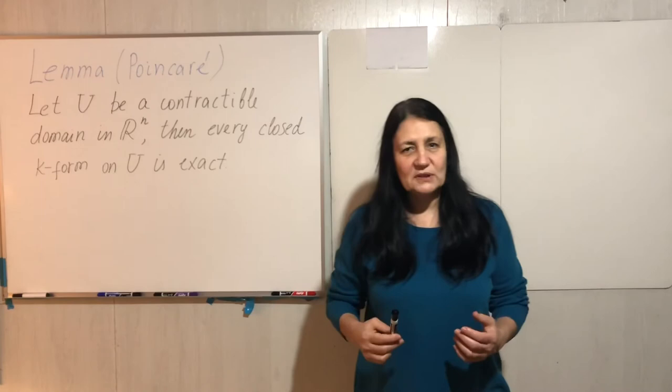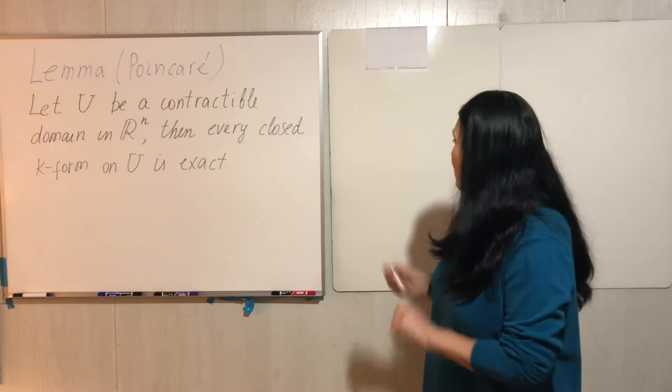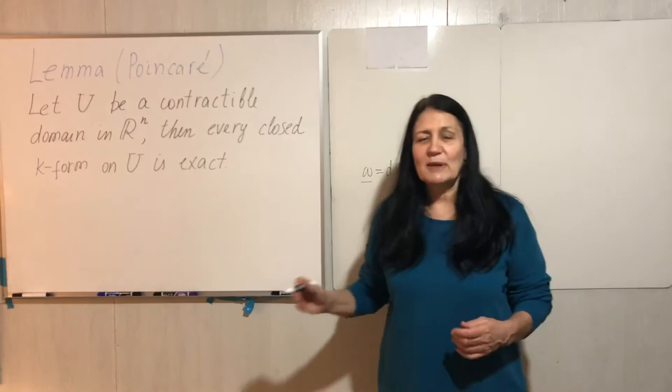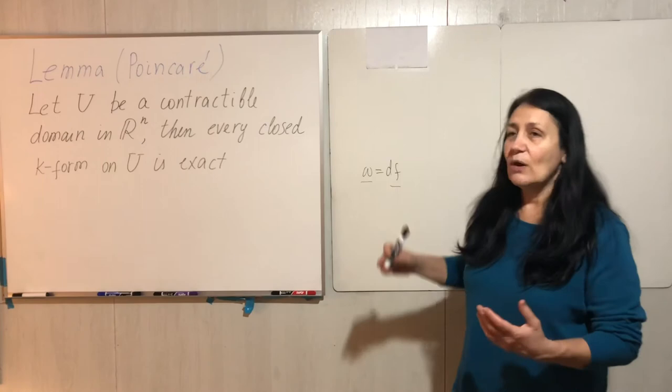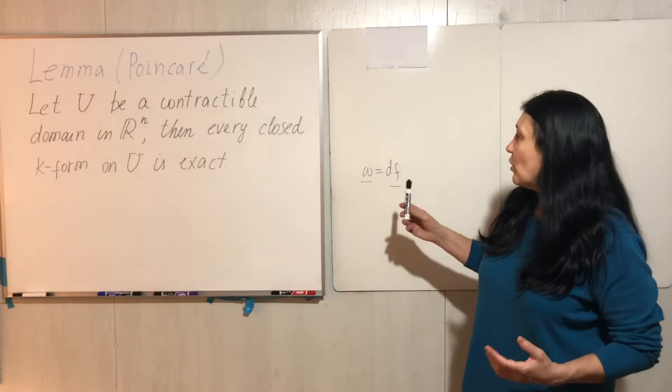In the example we just considered, our form was locally exact, right? We found that for our given omega, we could find f such that omega equals df, but not on the entire domain where omega was defined, right? It was defined on R2 without the origin. And we were able to find f only on R2 without the entire x-axis. But locally, we were able to find it. But globally, our form was not exact.